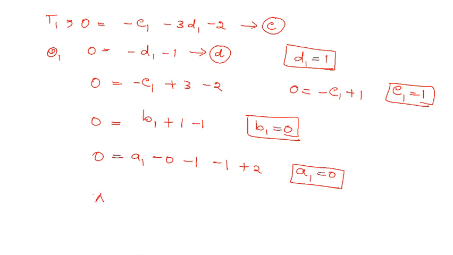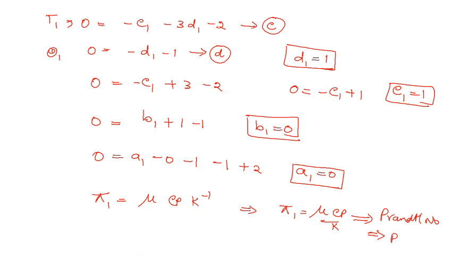So if I substitute over here in the first equation, I'll get phi1 is equal to mu Cp k to the power minus 1, or I can also write this as phi 1 is equal to mu Cp by k, and this is the first dimensionless number, and we call this the Prandtl number. In short, we write this as Pr. So I have to do the same for the rest of the pi terms. Let us do the pi 2 term.